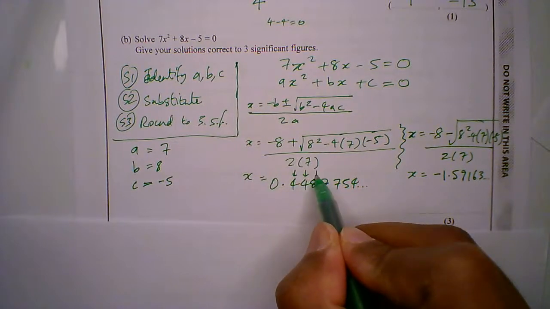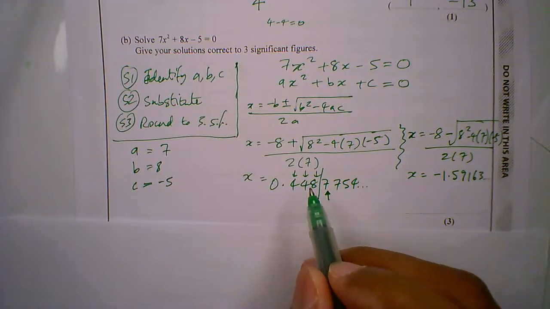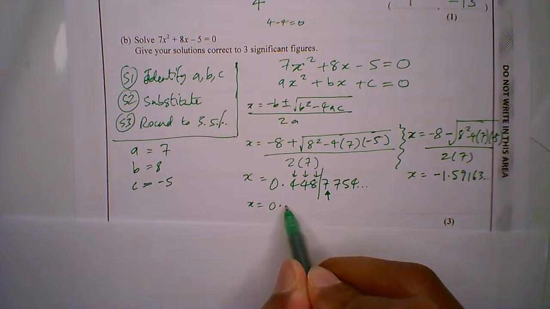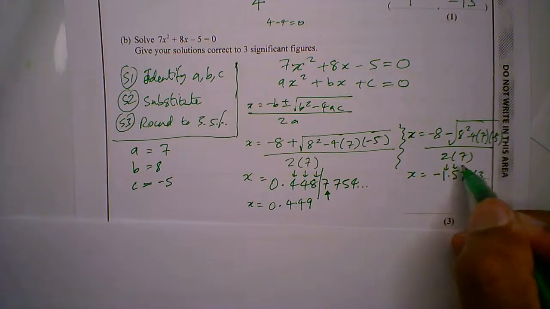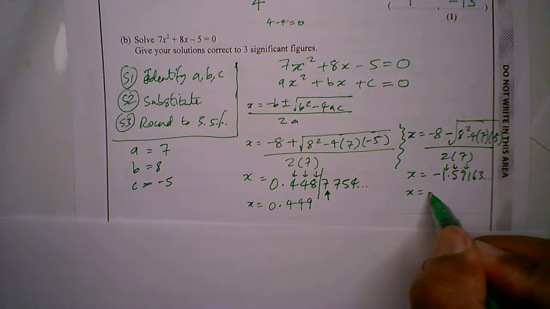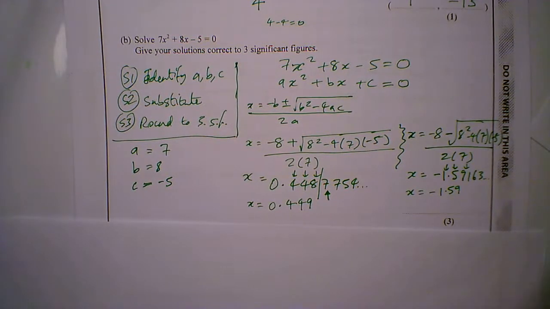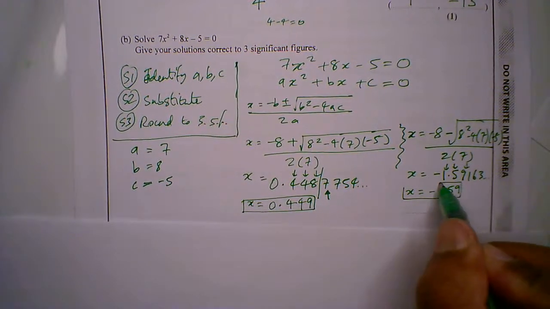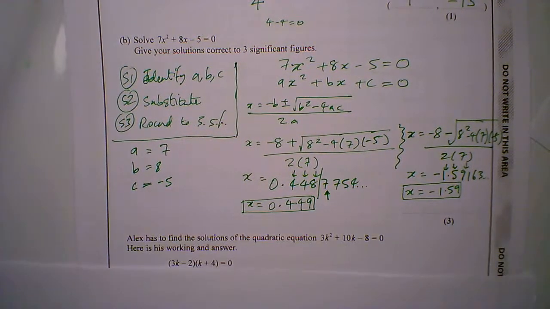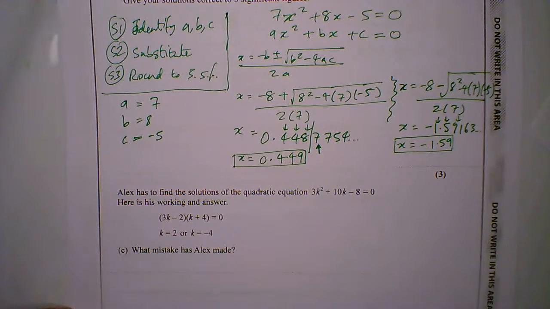It's a little bit cheeky with this question, actually. So you've got 1, 2, 3 figures, then the 7 rounds up. So you've got x equals 0.449. And the next one, 1, 2, 3 significant figures. So it becomes minus 1.59. The 1 rounds down to that. So that is our answer. X equals this and x equals that. So that is worth another 3 marks there. Hope you got that. Let's move on to the next part, part C.